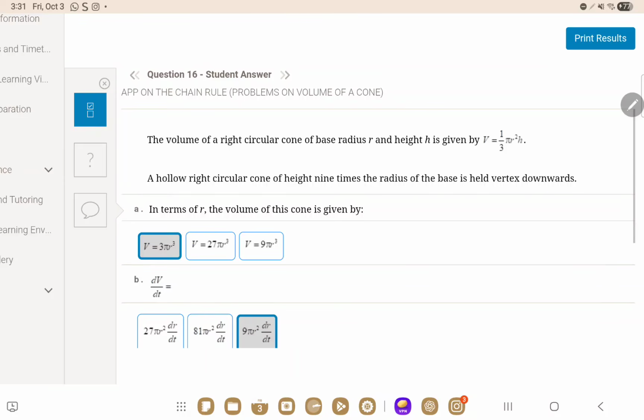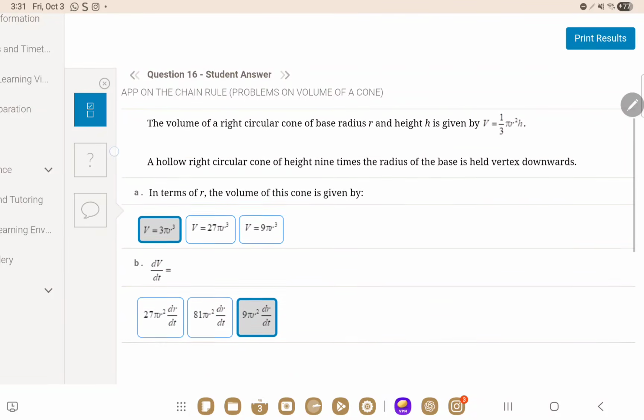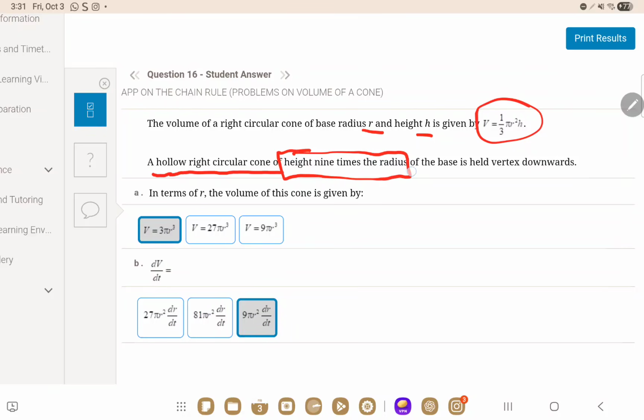Now this question is another question where we have to find rates. We have the volume of a right circular cone of base radius r and height h given by this equation. Now they're telling you that the hollow right circular cone has a height 9 times the radius. What can we use with this information? We know that height equals 9r, right? We're going to need this later. So now you want it in terms of r, you do not want any h in this equation.